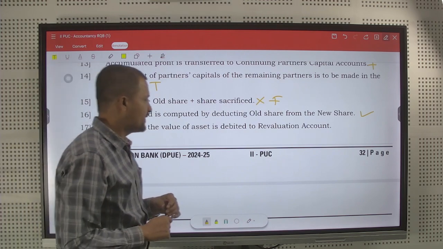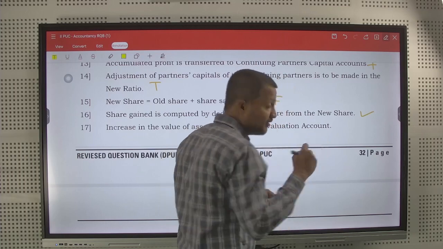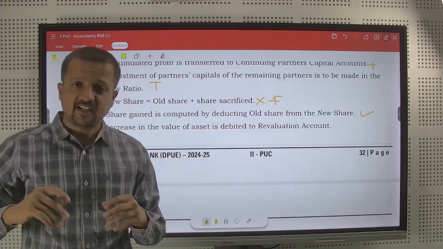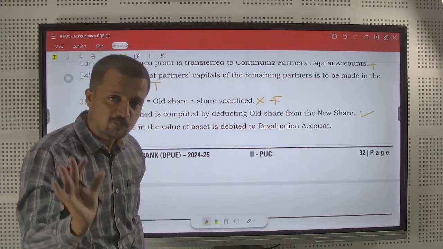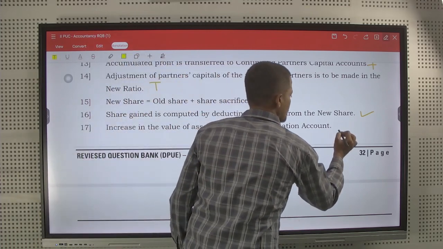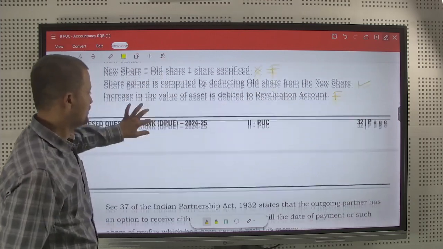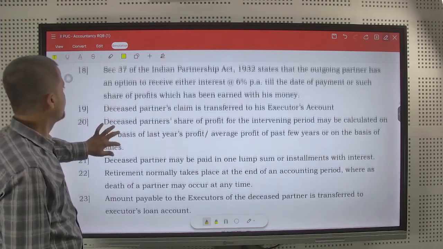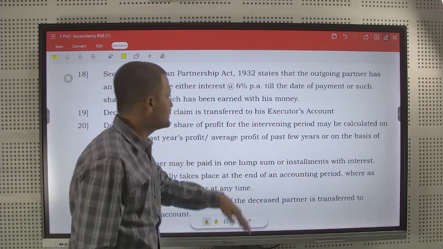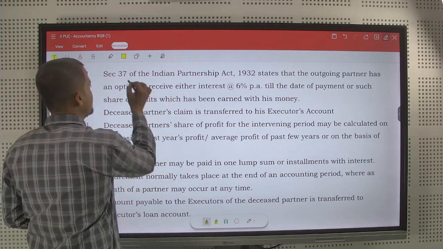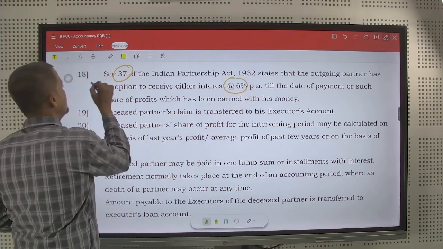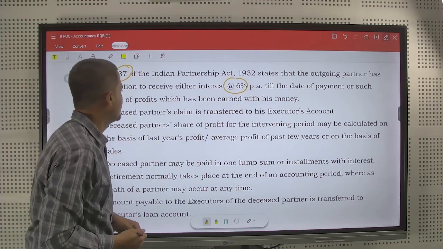Increase in the value of asset is debited to revaluation account. When there is an increase in the value of asset, it will be profit. Profit means it should be credited. So it is false. Then next. Section 37, that's 6%. It will be true.